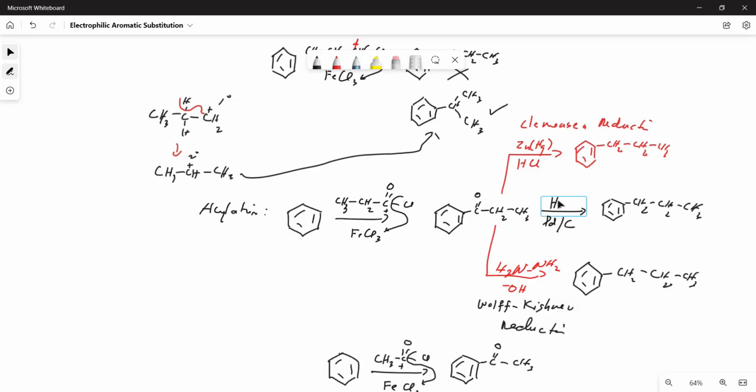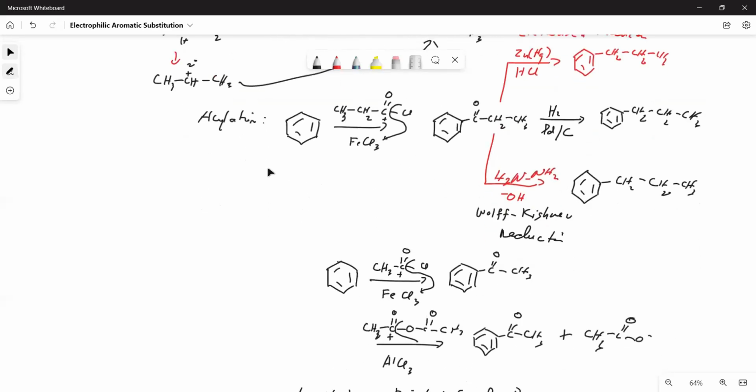The third type of reducing agent is very simple. You just use hydrogen gas in the presence of palladium and powdered carbon, activated carbon. So this will also remove the oxygen to produce the target product without rearrangement.